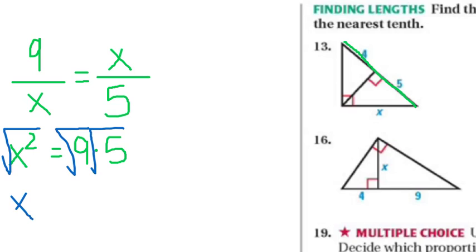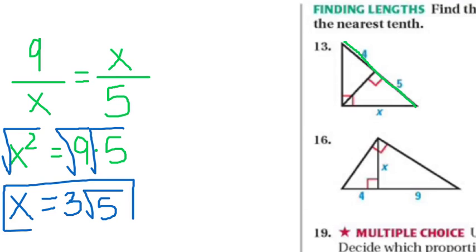So instead of writing x as the square root of 45, you can see x is just 3 radical 5. So that's another little shortcut instead of having to simplify the radicals. So the answer is 3 radical 5.